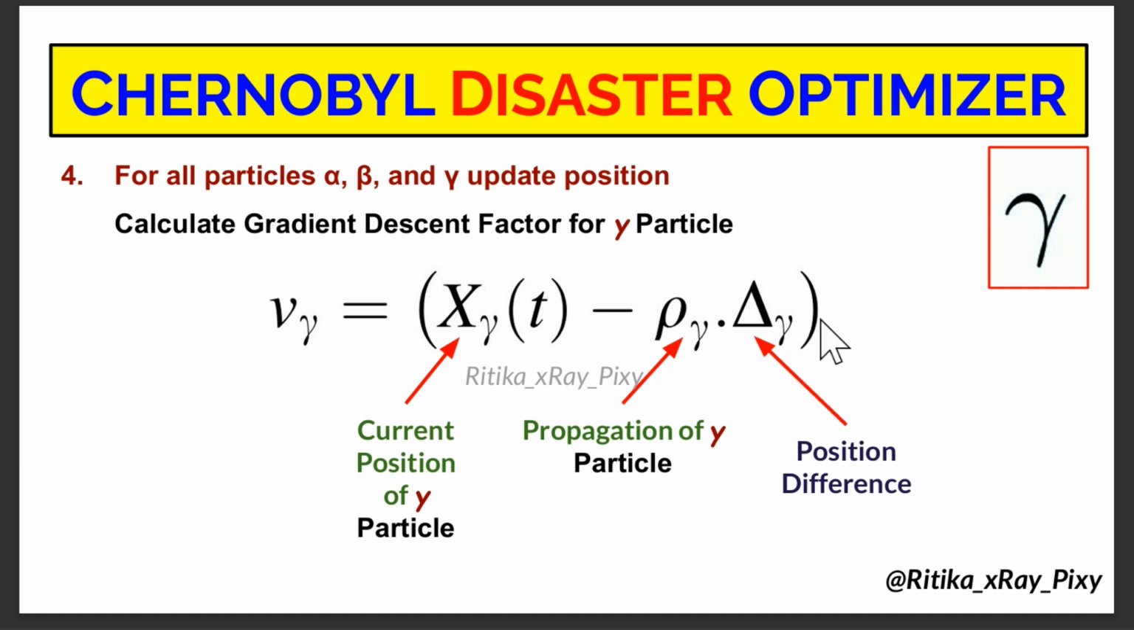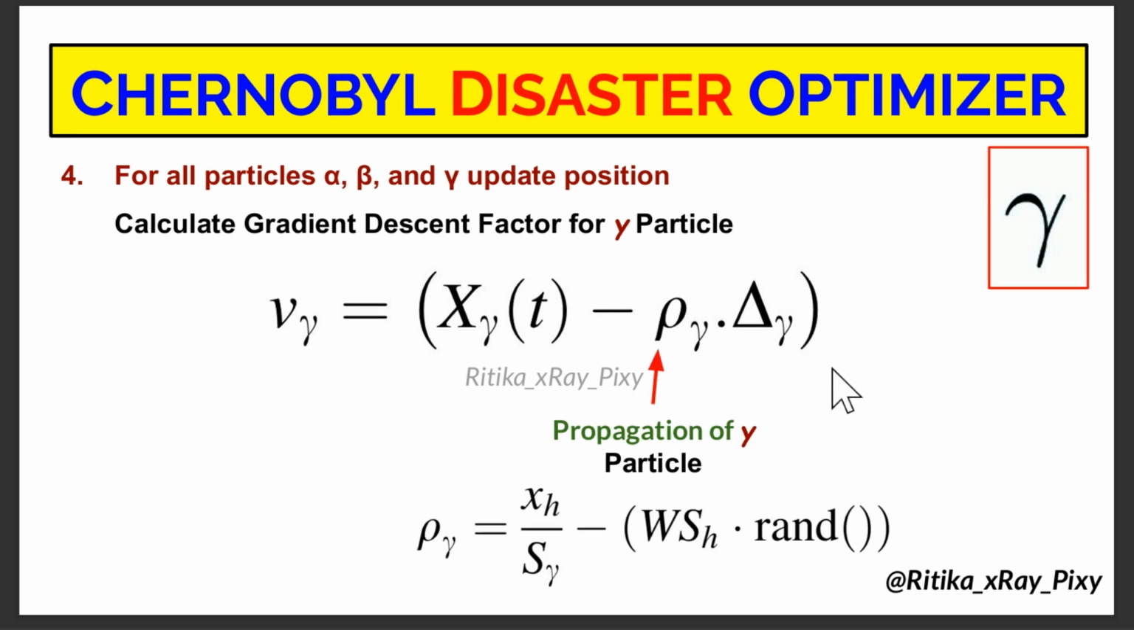So using this equation we will calculate the gradient descent factor of the gamma particle while attacking the human. Here you can see this is the current position of the gamma particle minus the propagation of the gamma particle into the difference between the human position and the position of the gamma particle. And we will calculate the propagation of the gamma particle using this equation.